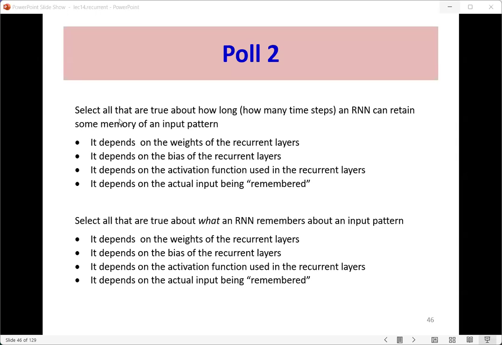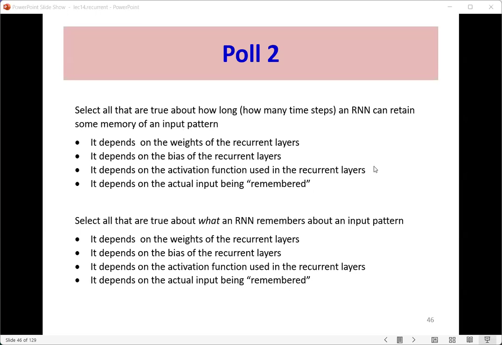15 seconds, guys. Okay. I'll give you 5 more seconds and stop it. And the poll. Here's what all of you thought. But let's ask you explicitly.